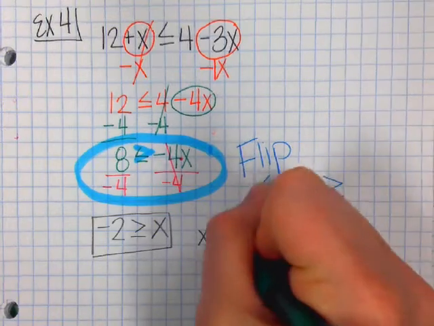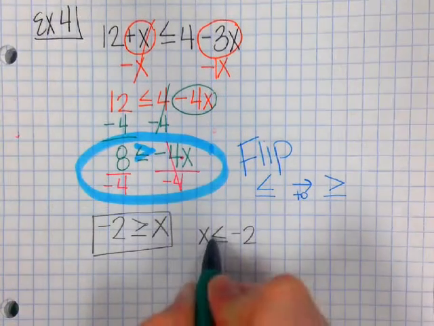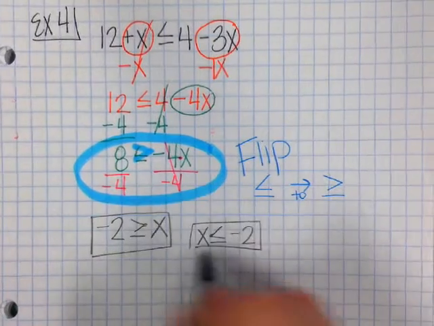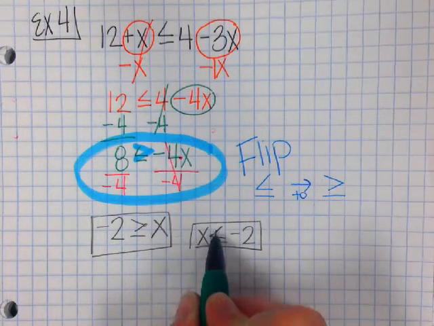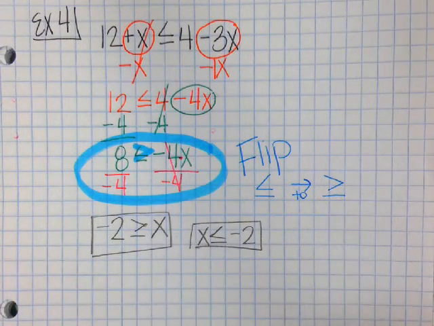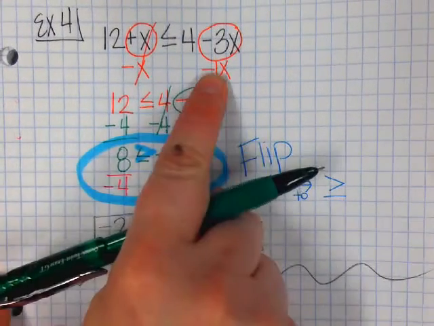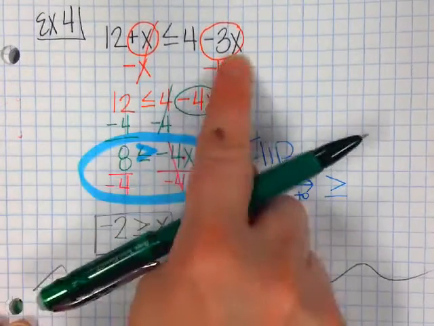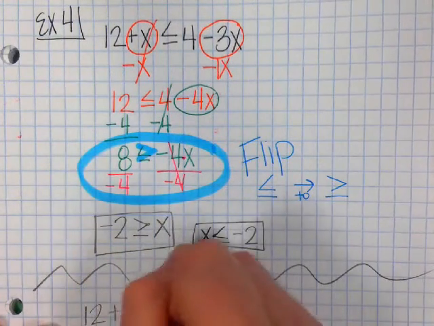You could also rewrite it if you like writing it with the x first. Notice the little portion is pointing to the x, so you need to write it like that. So I just rewrote it so that you can read it as x is less than or equal to negative 2. Now, I'm going to work this same problem. I'm just going to do it the opposite direction up here. Instead of moving the x, I'm going to move the negative 3.